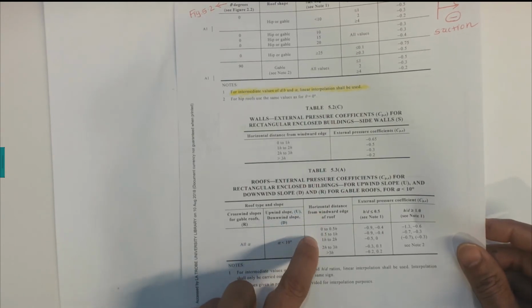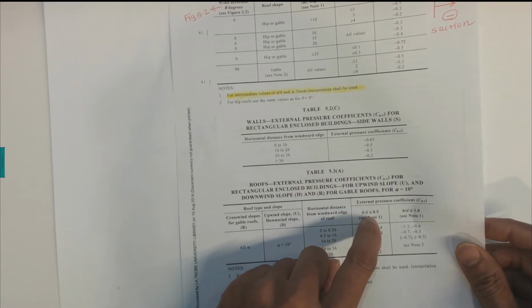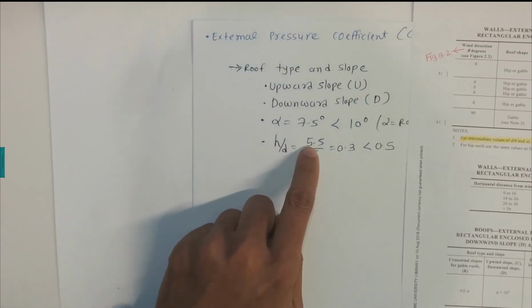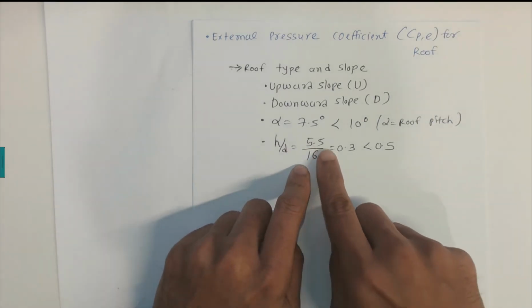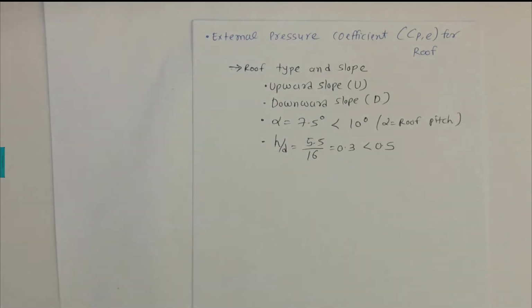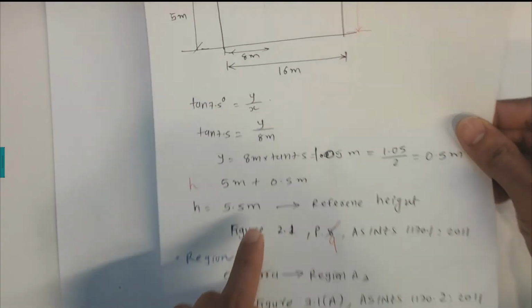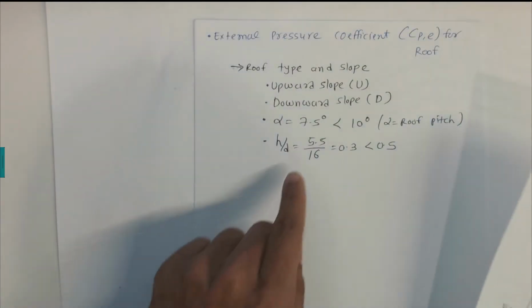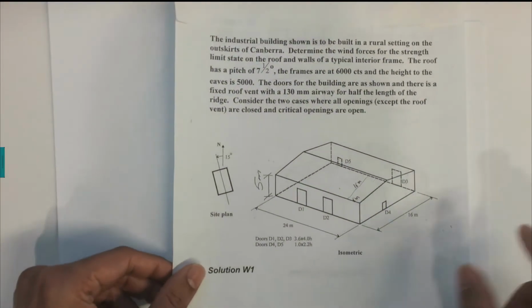Now for the horizontal distance, I will explain it soon, but we can find h over d. What is the value of h over d? The h over d is the height of the roof, which is 5.5 meters, over d, which is 16 meters. The height of 5.5 meters we calculated in our first video, where we calculated the height of the building. Now this d is 16 meters.